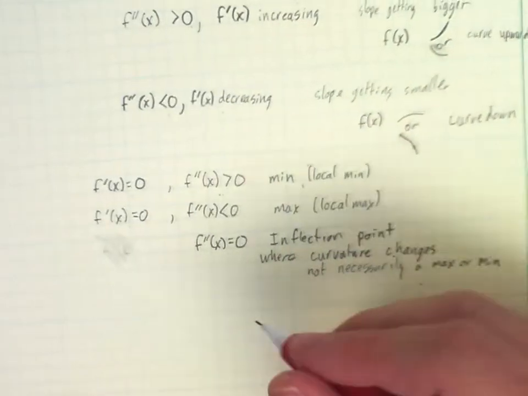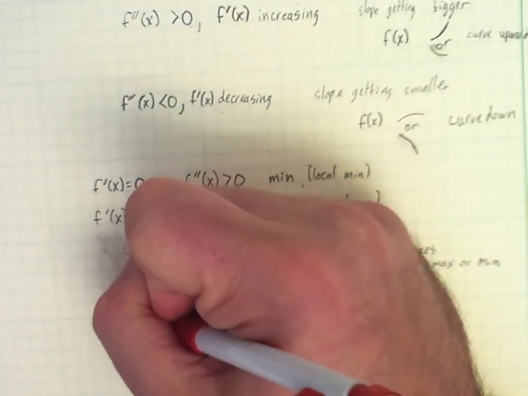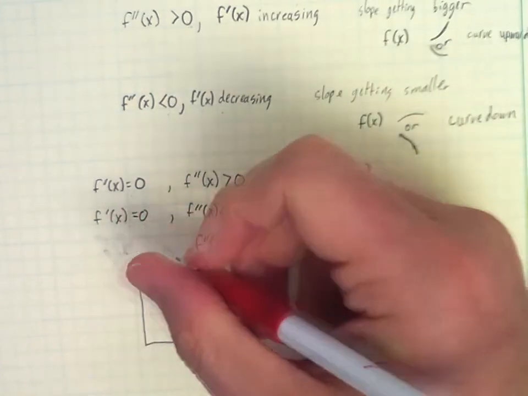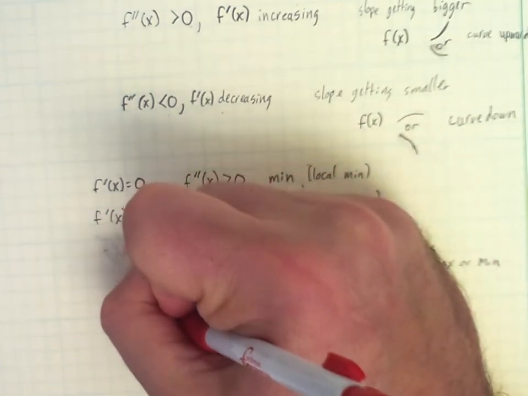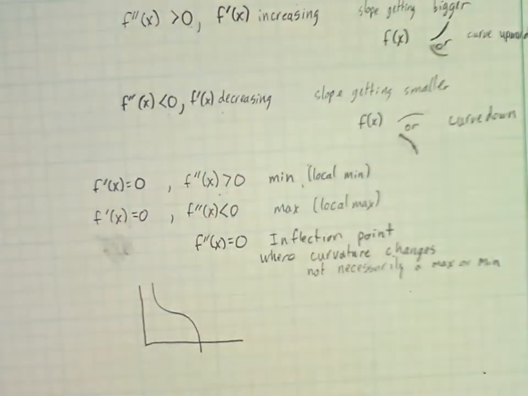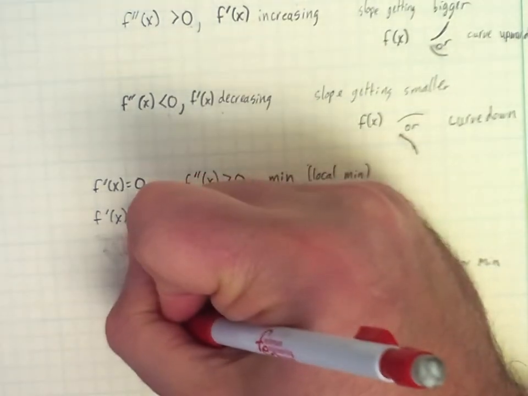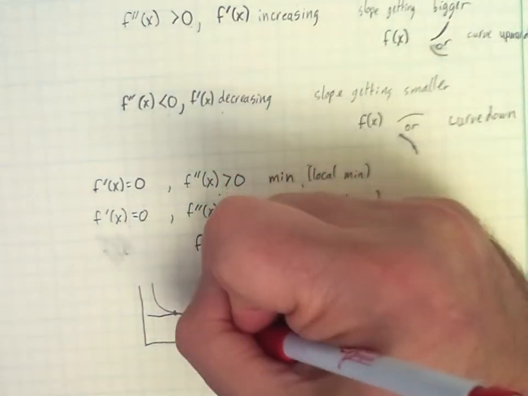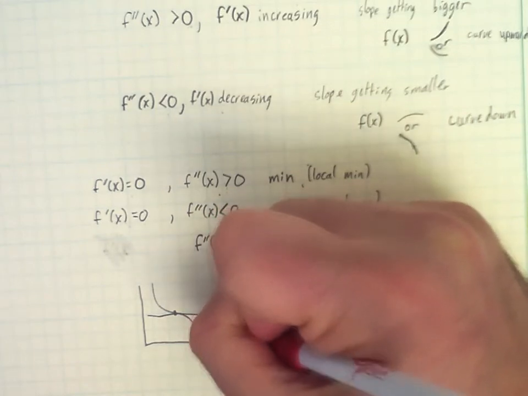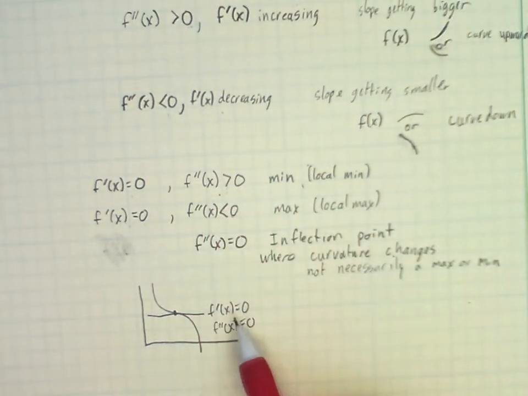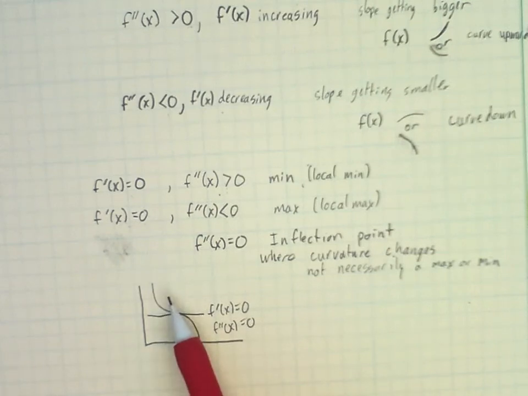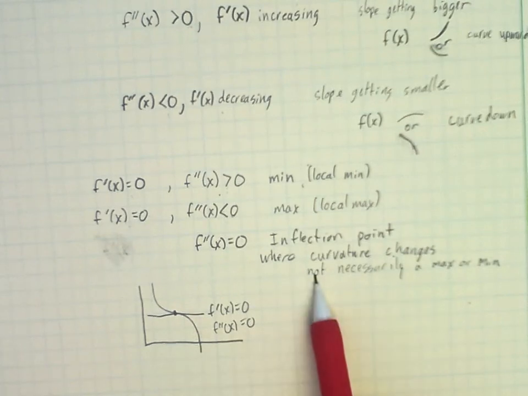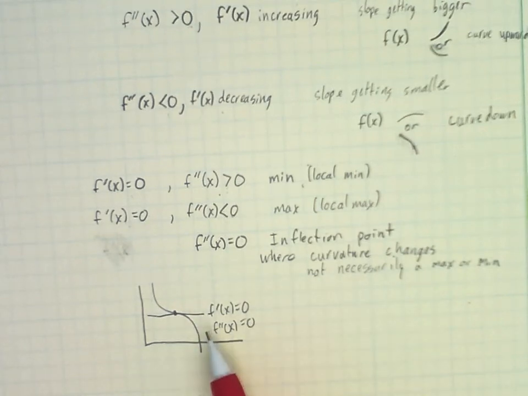An example of what that might look like would be a function that looks something like this, where this is our graph. Maybe a cubic type function. Here we would see f prime of x equals 0, and we would also find that f double prime of x equals 0, because at that point we've changed. It used to be curved facing up, now it's curved facing down. So the curve changed, that's an inflection point. We get the derivative equal to 0, but it ends up not actually being a max or a min.